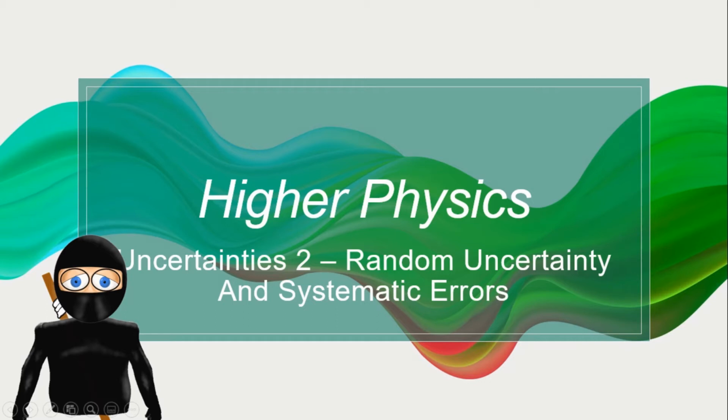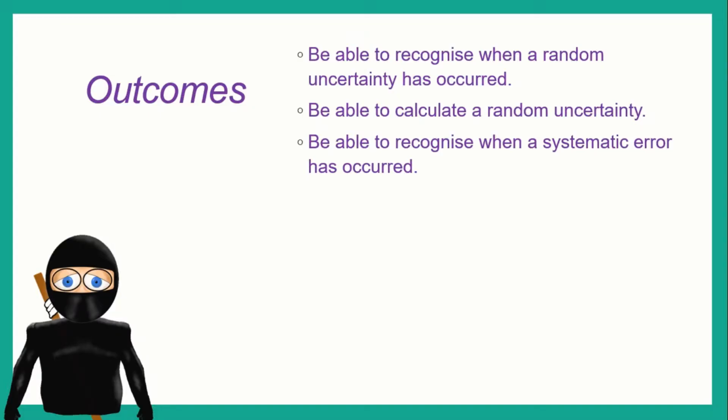Today we're going to have a look at a second video on uncertainties in higher physics, and we're going to be looking at random uncertainty and systematic errors. By the end of this lesson, you should be able to recognise when a random uncertainty has occurred, be able to calculate a random uncertainty, and be able to recognise when a systematic error has occurred.